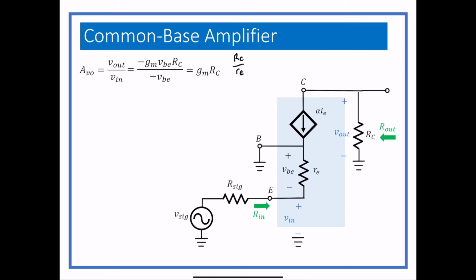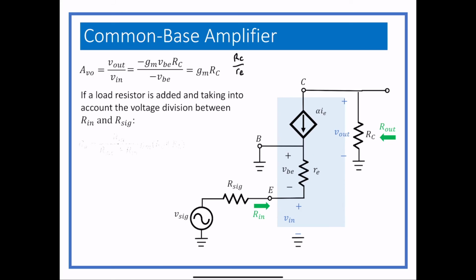So if we take a load resistor, I didn't draw it in, I don't think, and we also look at the voltage divider for the overall gain, we get the same kind of voltage division we got before, where we have Rin over R signal plus Rin times GM times RC in parallel with RL. But we're going to move this around and get a different equation out of this.